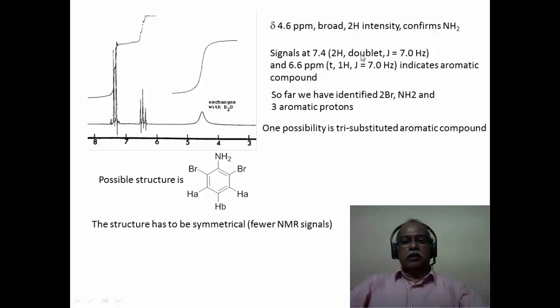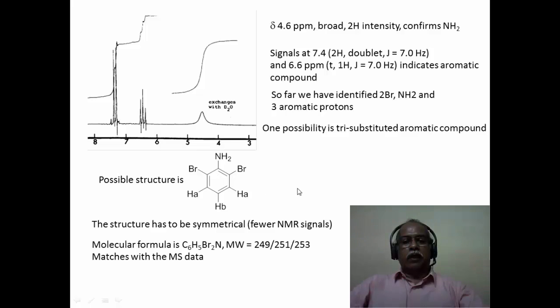So an ortho coupling is what is responsible for the signals that are seen here. So the molecule should have ortho hydrogens. The molecular formula then will be C6H5Br2N. The molecular weight 249, 251 and 253 matches with the mass spectral data that we have already seen. So this is the molecular structure of this particular compound, essentially deduced from the mass spectrometry first, identifying the NH2 group and the presence of bromine, and the NH2 is confirmed in the infrared spectrum, and finally it is also confirmed in the NMR spectrum by the exchangeable hydrogen that is seen here.